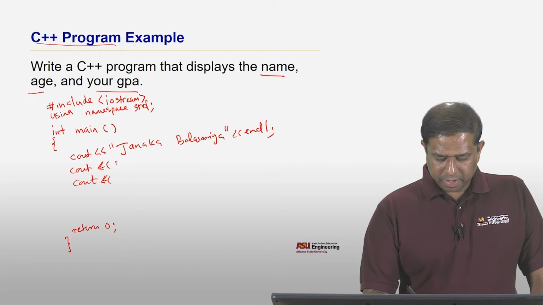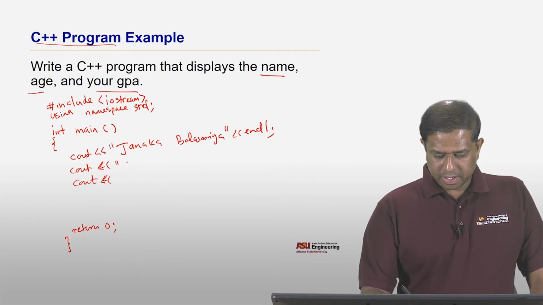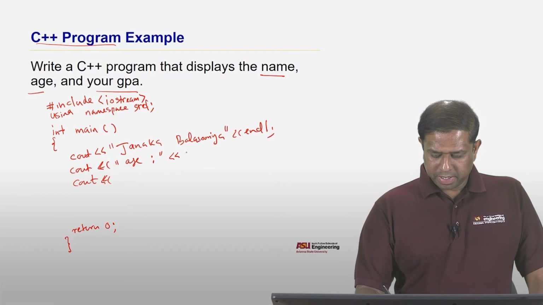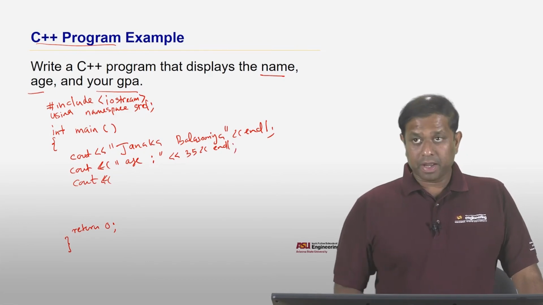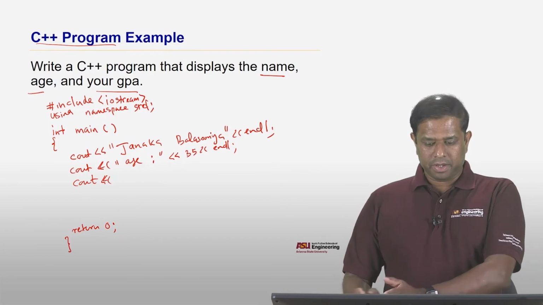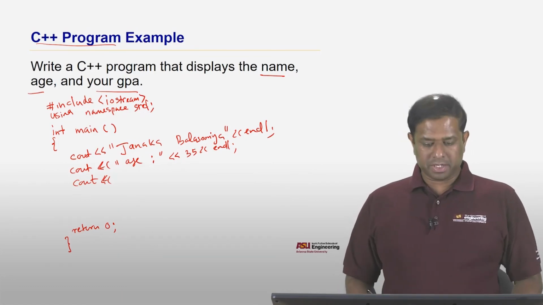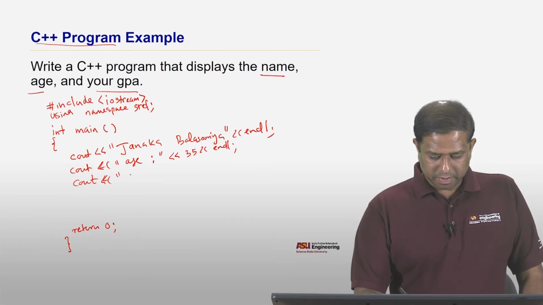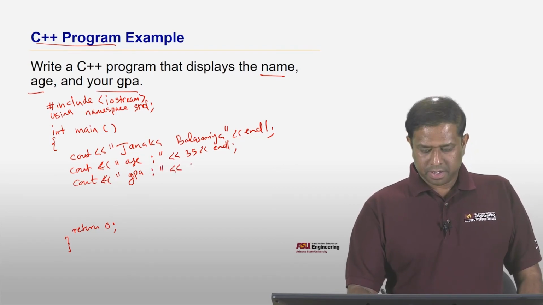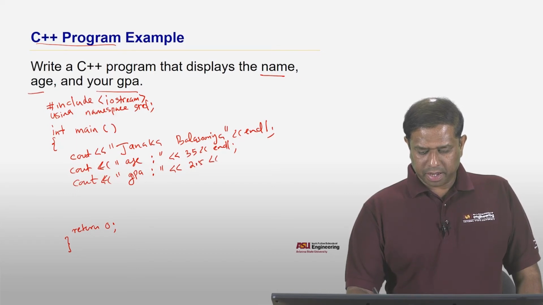First we can have a string here that says age, within double quotes, and then we can use another redirect operator here and say this is going to be my age. When you run the program, it will display the name and then it will say age and then 35. Then everybody knows this number is representing the age. Likewise, when I want to represent the GPA, I can say that I am displaying GPA now, and then display the GPA after that.